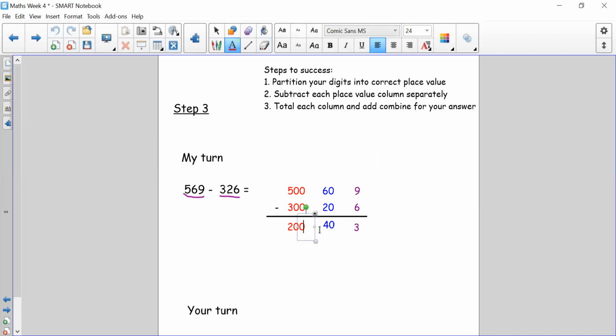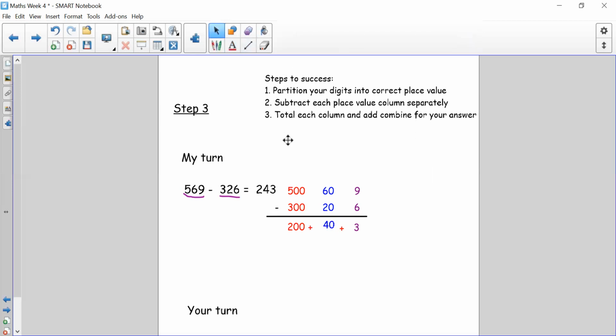Now we need to add these all back up together. So 200 plus 40 plus 3. So 240, 243. So my answer there is 243. So the answer to 569 take away 326 is 243.